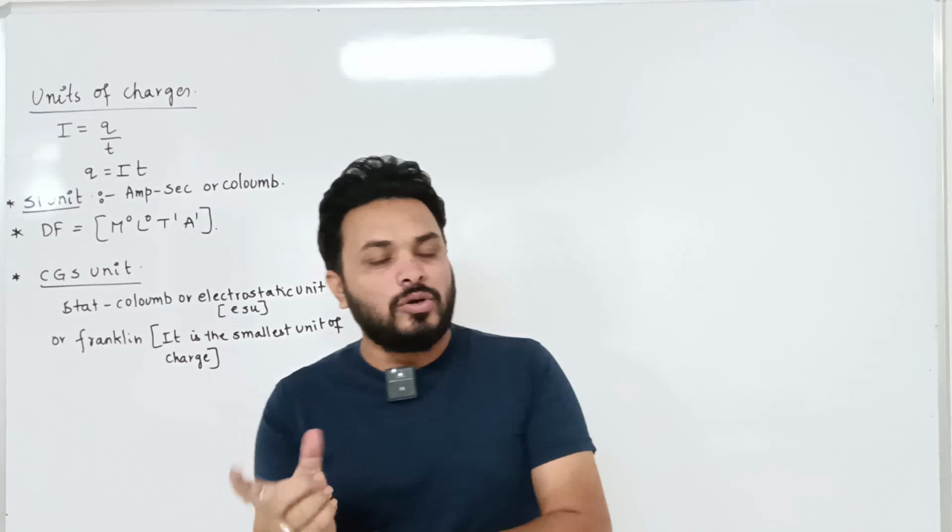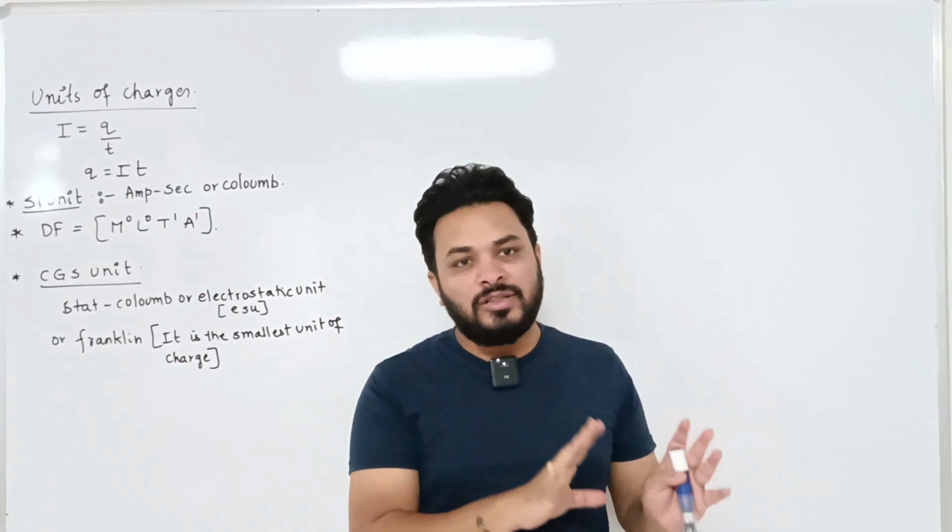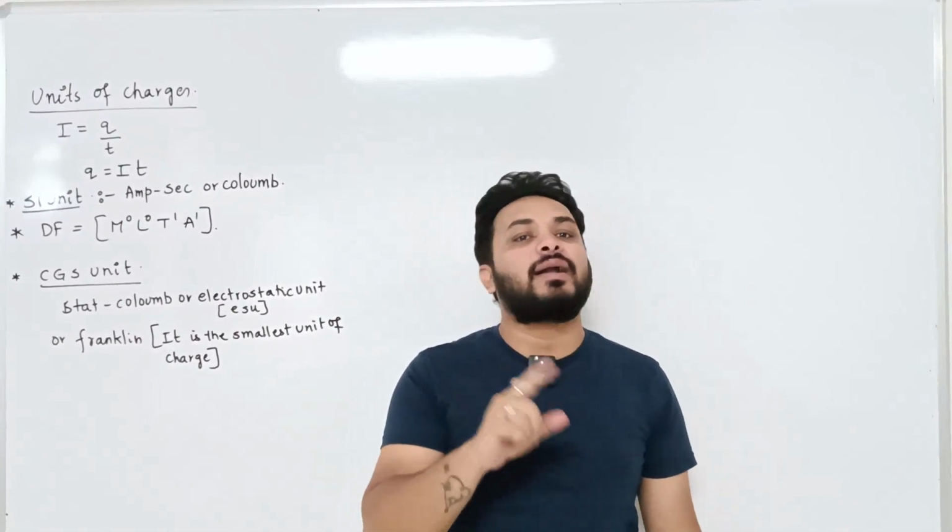1 Newton equals how much dyne? 1 Newton is the SI unit, the dyne is the CGS unit. 1 Newton equals 10 to the power of 5 dyne, as we have seen.